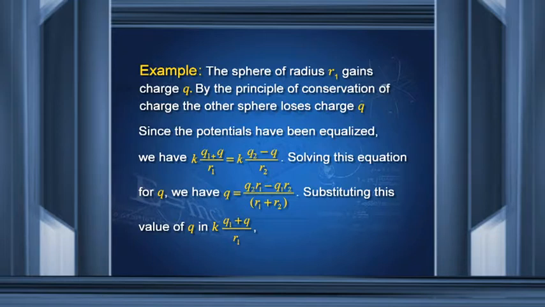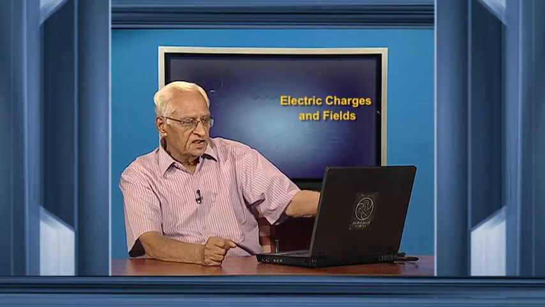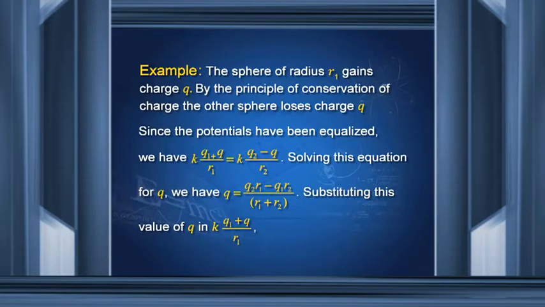So, we solve this equation for q and we have q equal to this. This is the charge on each sphere, and substituting this value of q in k times q1 plus q by r1, we get the potential. The potential on the sphere of radius r1 would be k times this, q1 plus q2 by r1 plus r2.